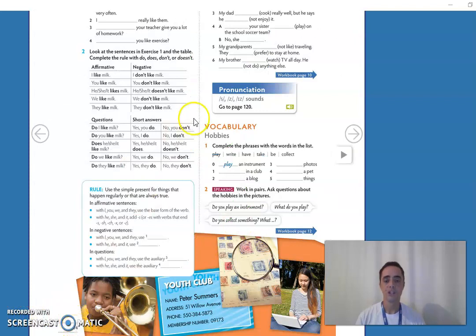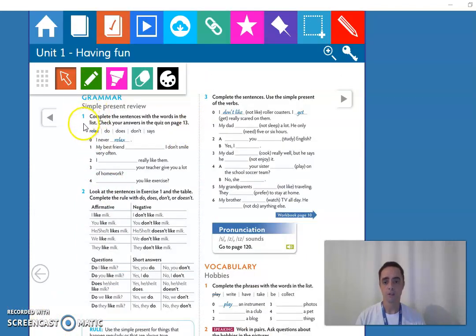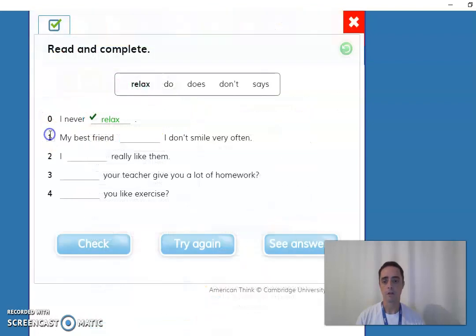On page 14, let's work on exercise number 1. Complete the sentences with the words in the list. So I'm going to open my answer page. In the box I have relax, do, does, don't, says. Number 0, I never relax. Number 1, my best friend, I don't smile very often, so I will put says.